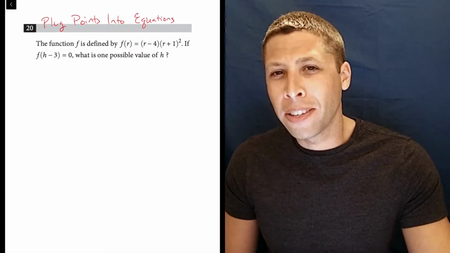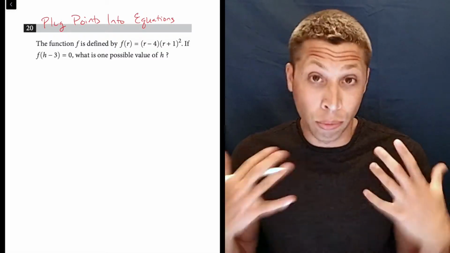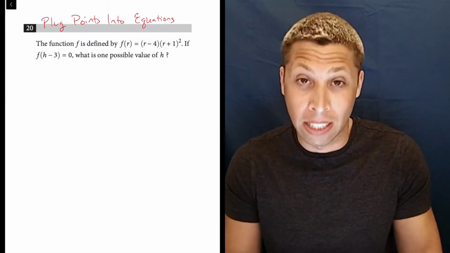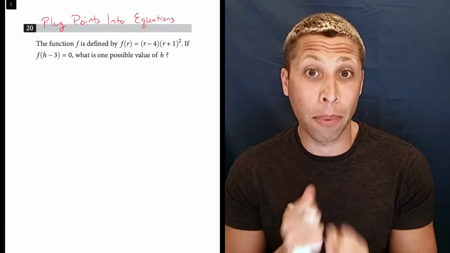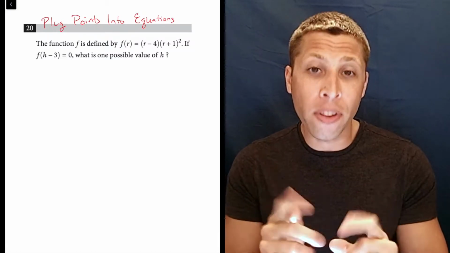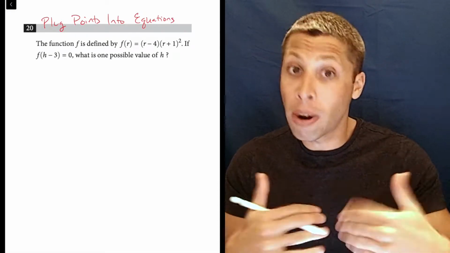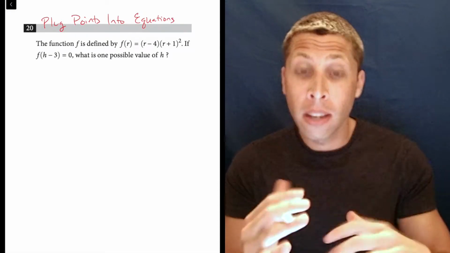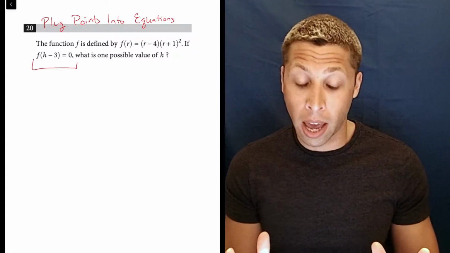Now, in this case, it can be a little hard because it's not very obvious that we have a point to plug in. It's really obvious that we have an equation. I mean, it's the first line there. The point, though, is kind of twisted up on us. But we have to remember that function notation is really a way of representing a coordinate in a slightly different way. So I'm looking at this piece right here, okay?